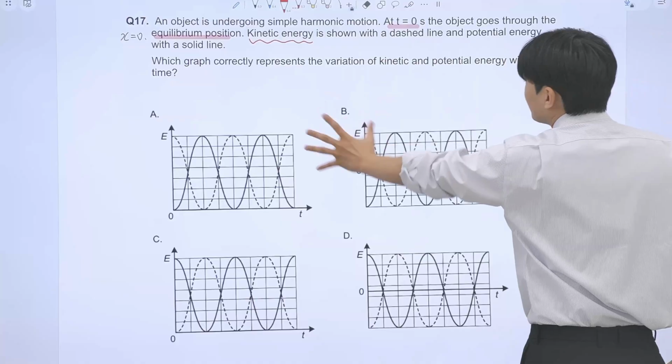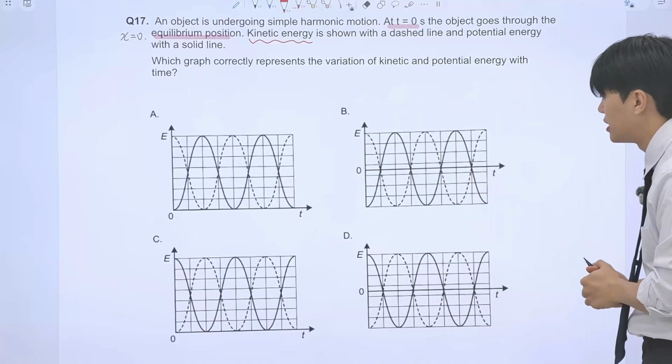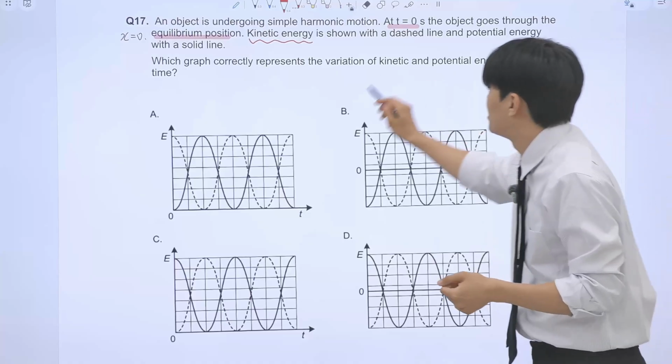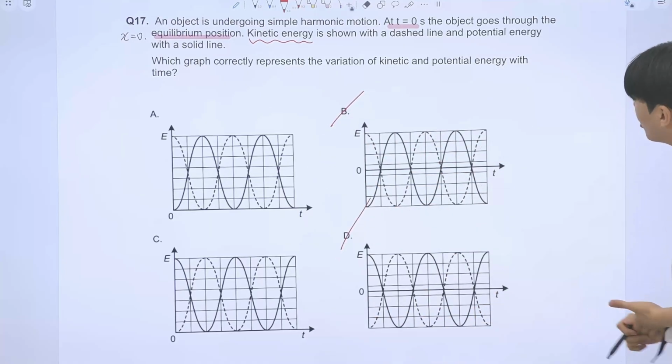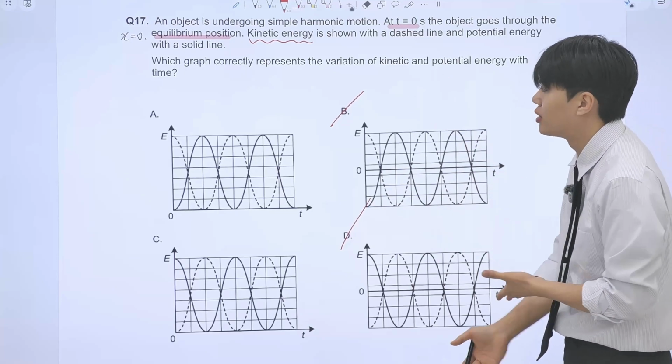And the kinetic energy is the dashed line, and the potential energy is the solid line. So which one represents which? First things first, I can erase that one and that one immediately because the energy cannot go to the negative side. Okay, so B and D just cancel out.